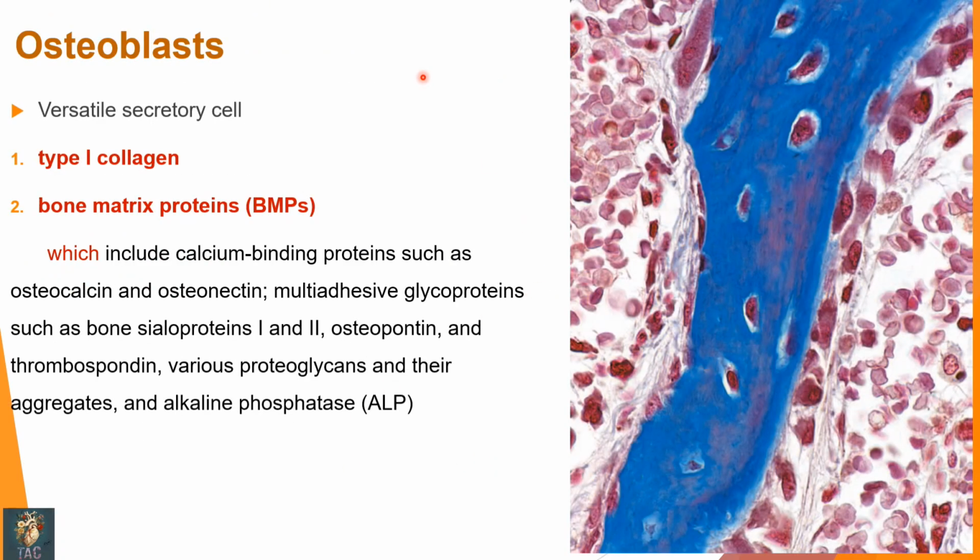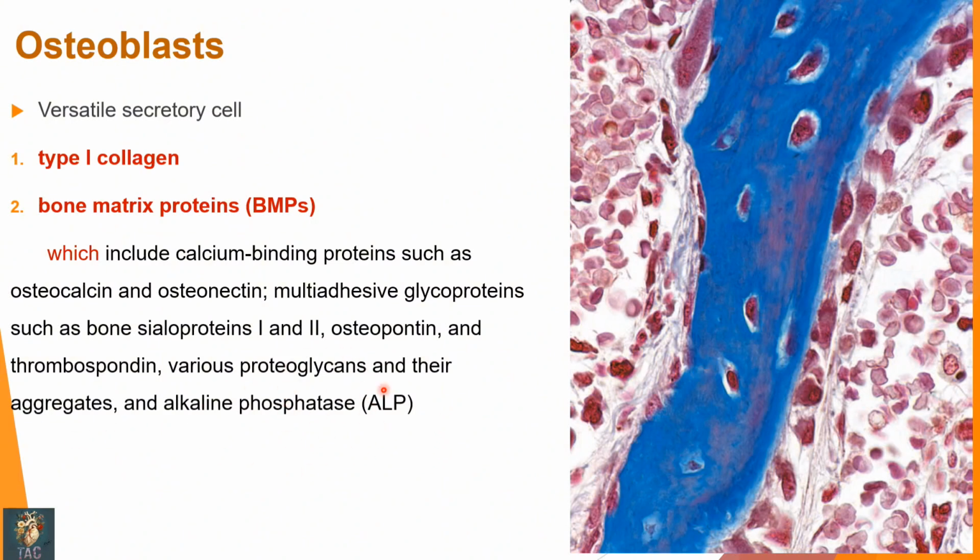Next are the osteoblasts. This osteoblast is a versatile secretory cell. It can secrete both type 1 collagen and the bone matrix proteins. These bone matrix proteins include the calcium binding proteins such as osteocalcin and osteonectin. Also they include multi-adhesive glycoproteins, that is the sialoprotein 1 and 2, the osteopontin, the thrombospondin, various proteoglycans and their aggregates, and they also secrete the alkaline phosphatase. This is also very important.